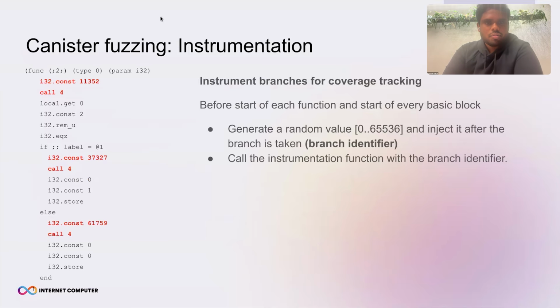Next, what we want to do is instrument the branches for coverage tracking. I think the method is quite simple. At each branch, in this case like the start of a function or an if-else branch, after the branch is taken, we inject a constant value in some range. And this value is generated at random during compile time to make sure each branch is uniquely represented. And then we call the instrumentation function with this branch identifier, which you'll see in the next slide.